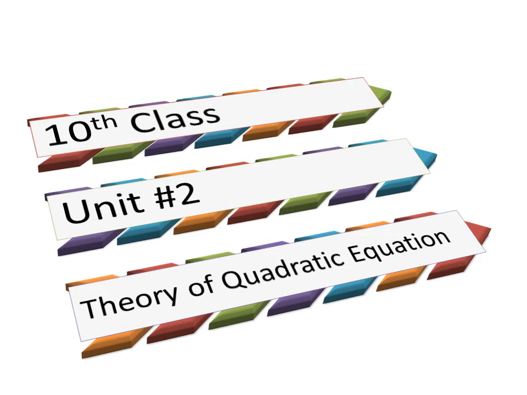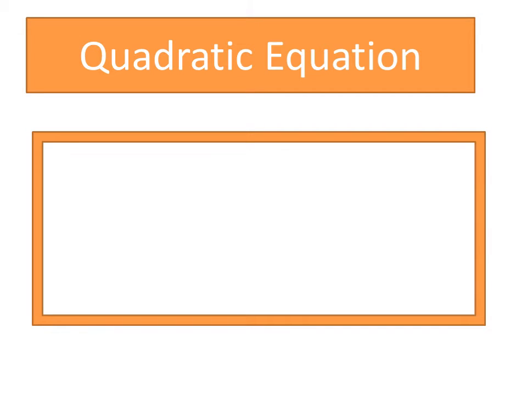Here is a class of mathematics for 10th class in which we have started unit number 2, and the name of this unit is Theory of Quadratic Equations. As we have studied, these are the equations that contain the square of an unknown variable. In these equations we use only one variable and the highest power of this variable must be 2. For example, you can see an equation ax square plus bx plus c equal to 0.